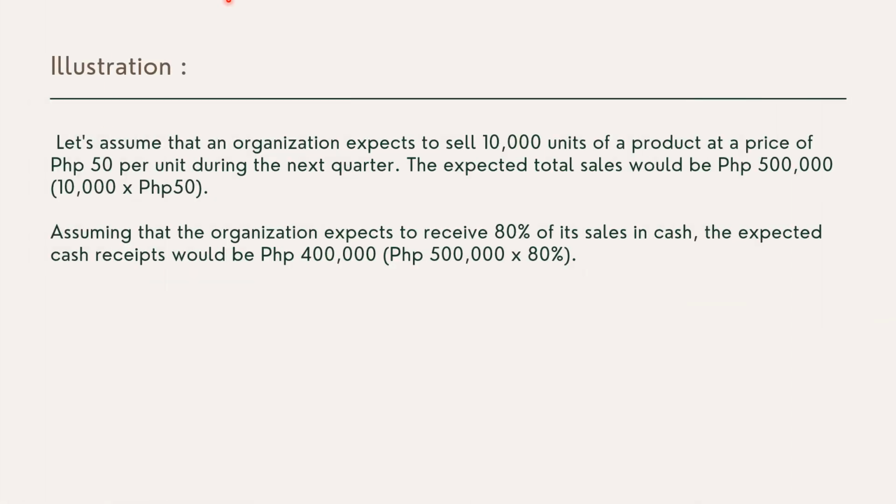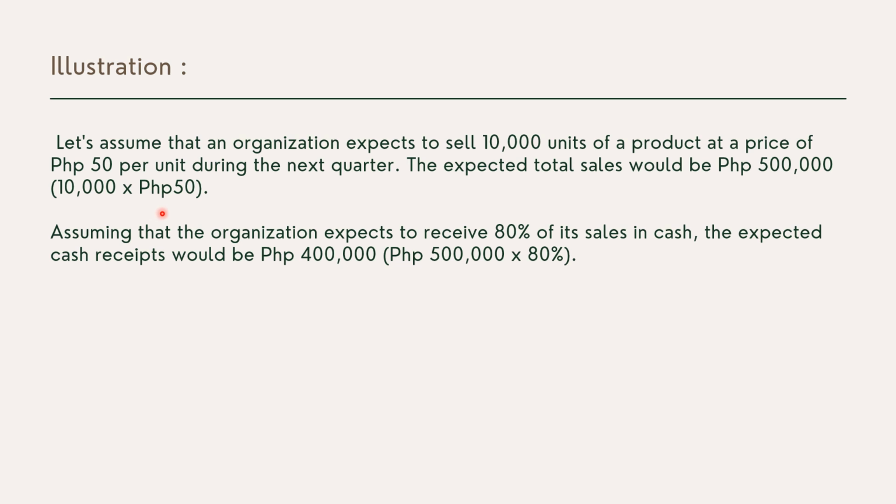So, let's assume that an organization expects to sell 10,000 units of a product at a price of 50 pesos per unit during the next quarter. So, you have the quantity, 10,000. You have the price, 50 pesos. Now, the expected total sales would be 500,000, which is the product of 10,000 units multiplied by 50 pesos per unit.